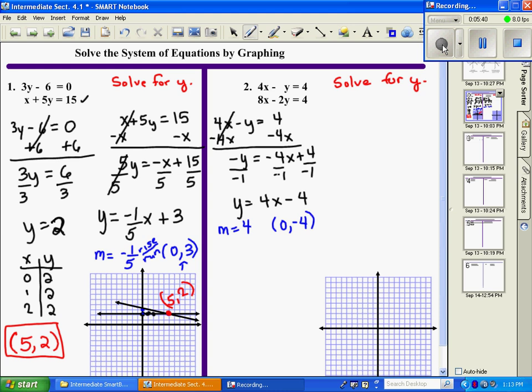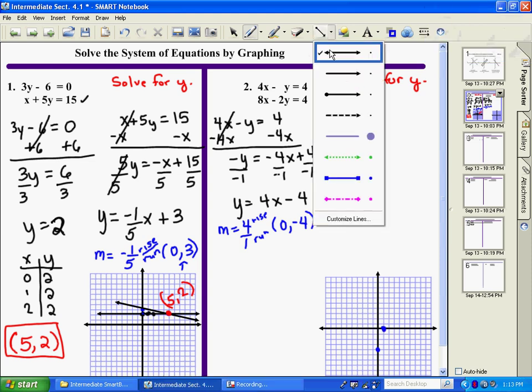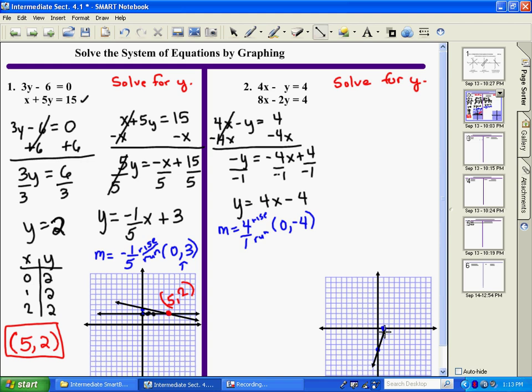(0, -4) is here, put a dot, and then I'm going to rise over run. So up 4, right 1. So from (0, -4), I'm going to go up 4, right 1, which is right here. I'm going to get a line and draw a line through it.